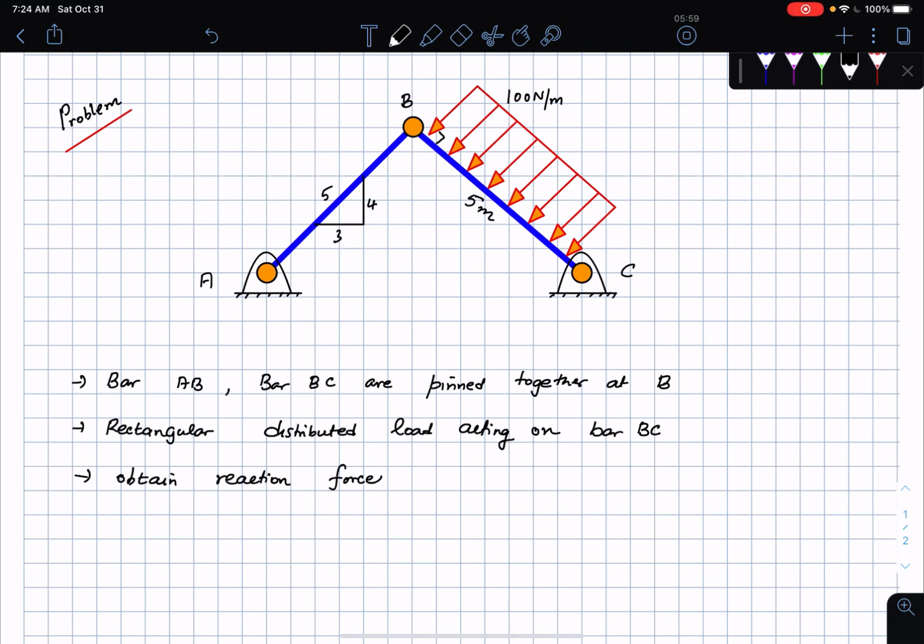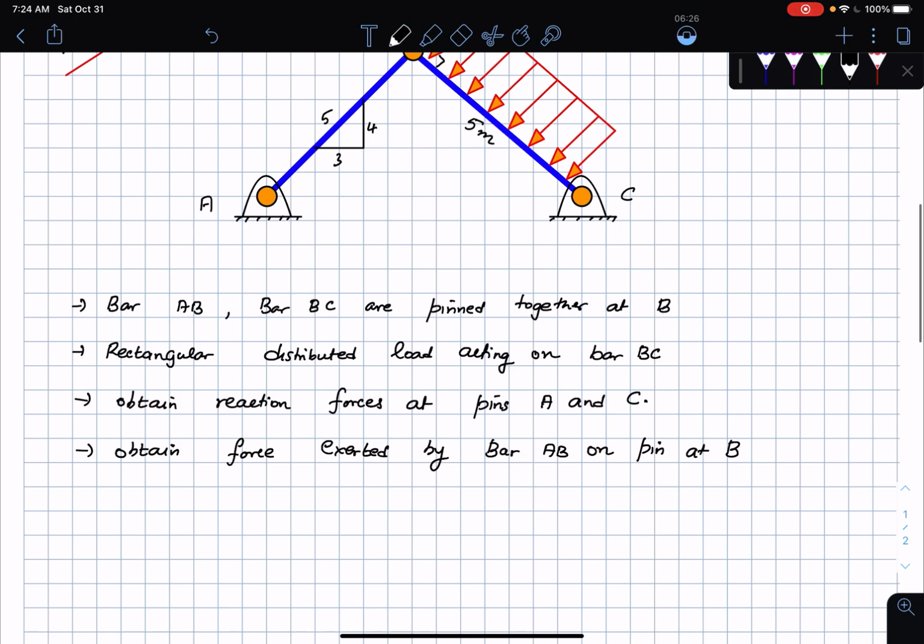Reaction forces at the pins A and C. Then obtain the force exerted by bar AB on the pin at B.